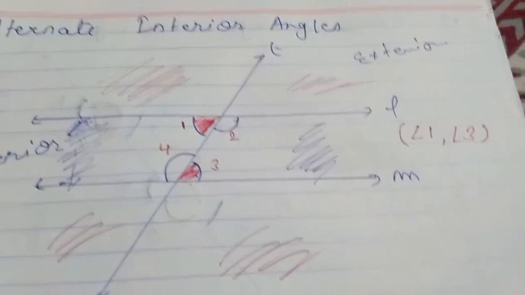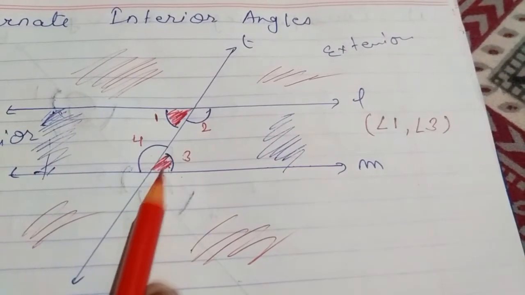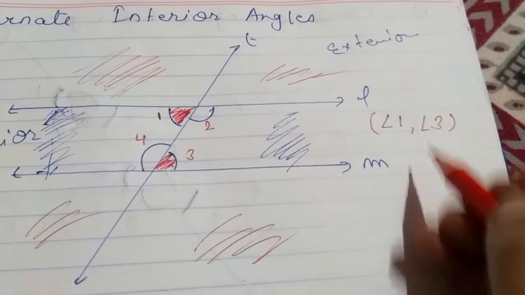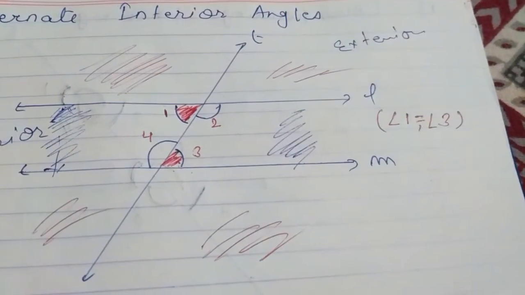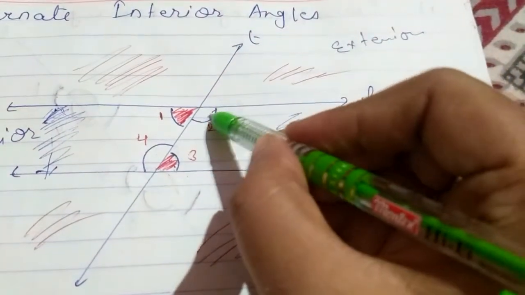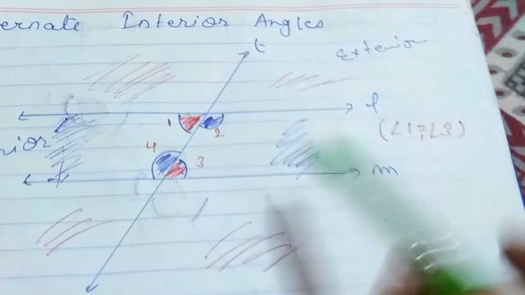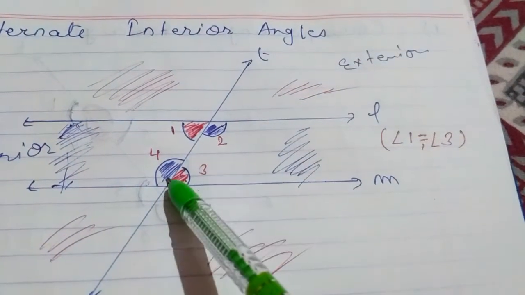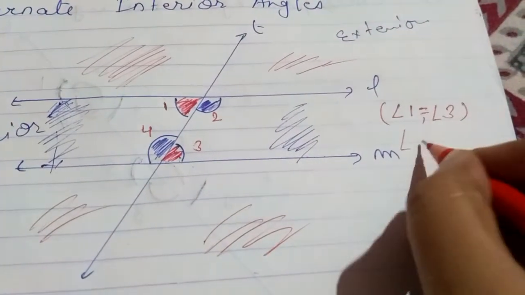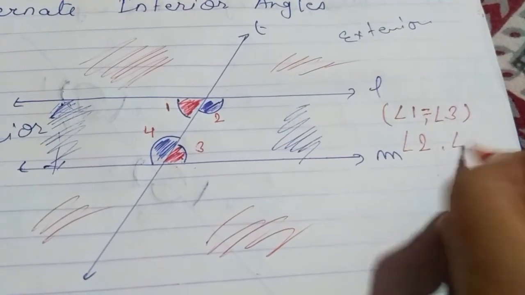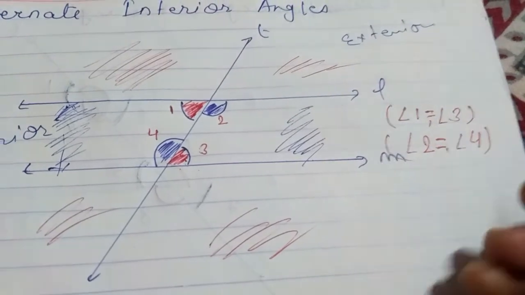You can take this pair, alternate interior, angle 1, angle 3, and the property of this is that alternate angles are equal. That means angle 1 equals angle 3. Same thing here. This one and this one are called alternate interior angles. It means angle 2, angle 4, and the same, both are equal to each other.